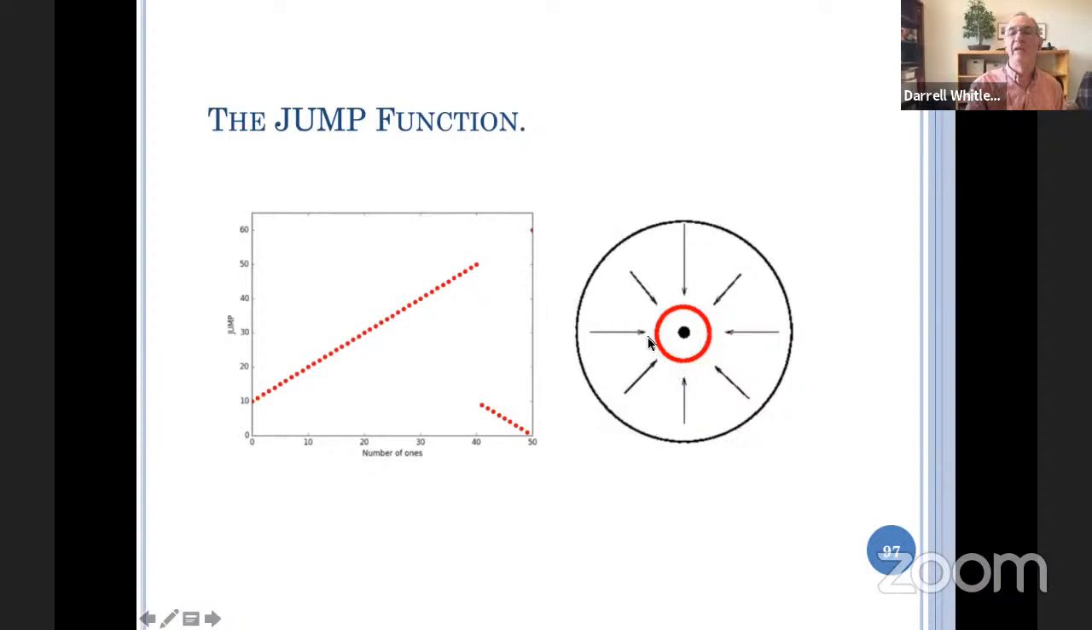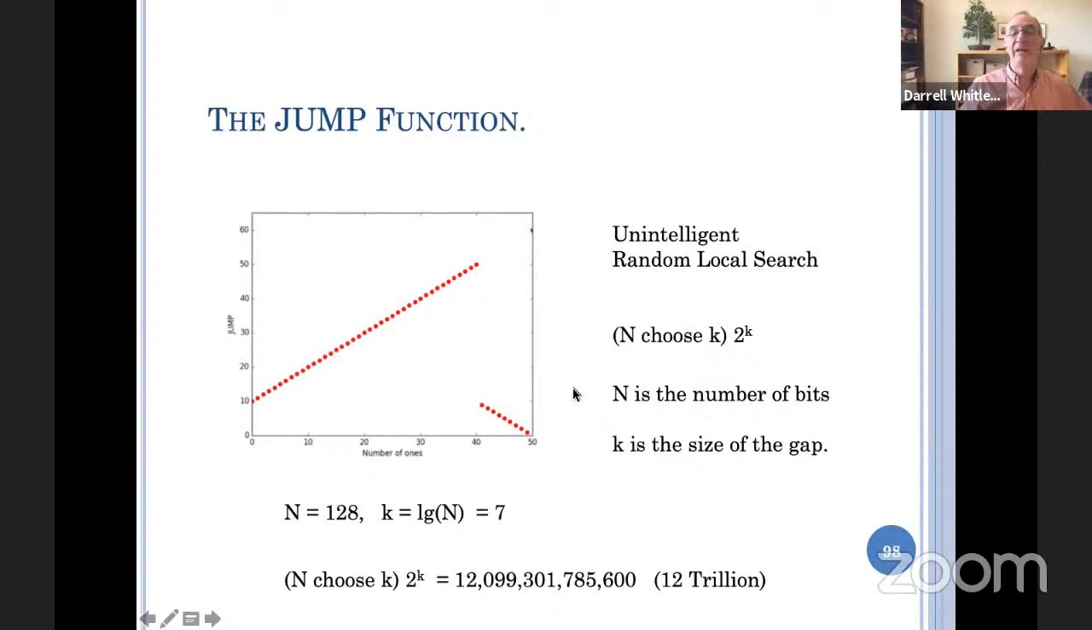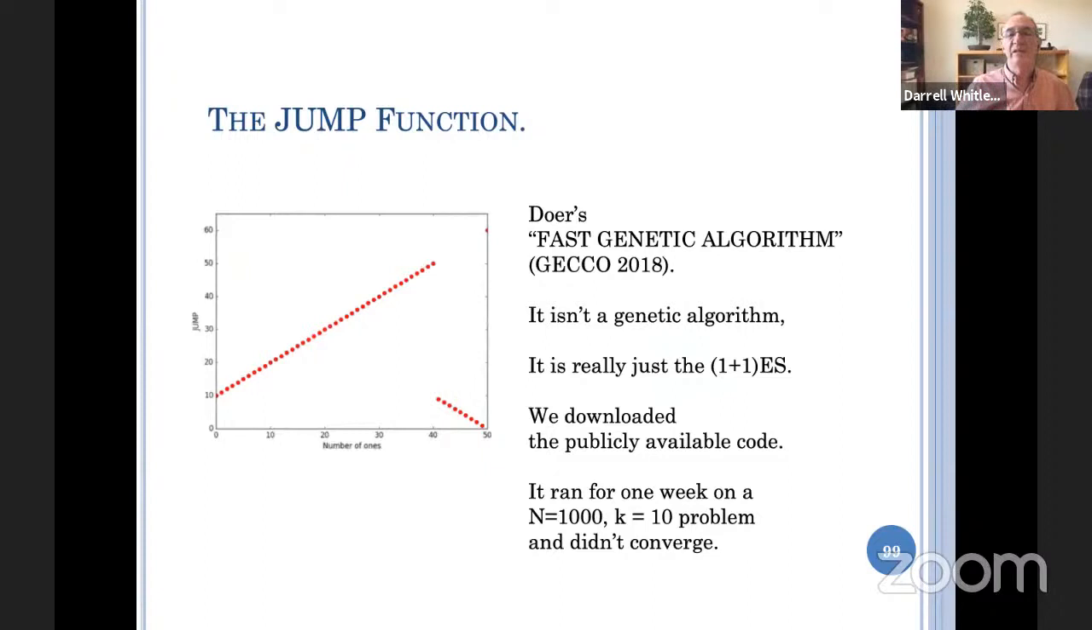If you try to do this with random local search, it's just ridiculously slow to jump across that thing. I don't care how clever you get with your mutation operator, you're just not going to jump across there anytime soon. There was a paper called Fast Genetic Algorithms at GECCO 2018 that looked at this problem. It says, if you increase the mutation rate, you do a little bit better, but it's by a trivial amount. The code was publicly available, so we downloaded the code.